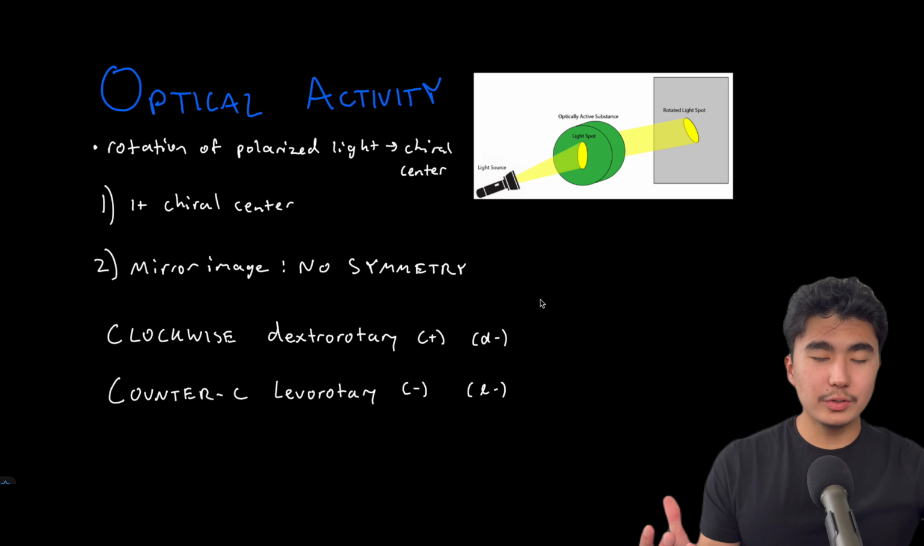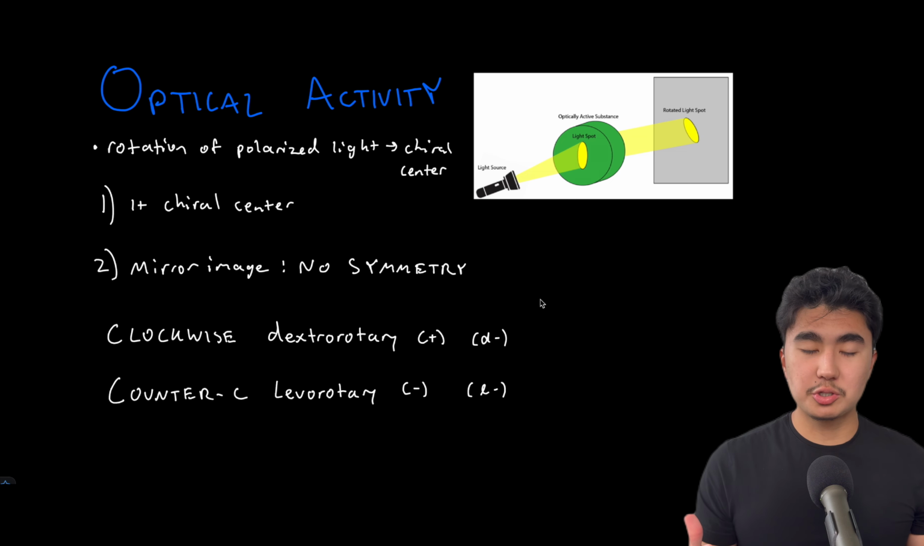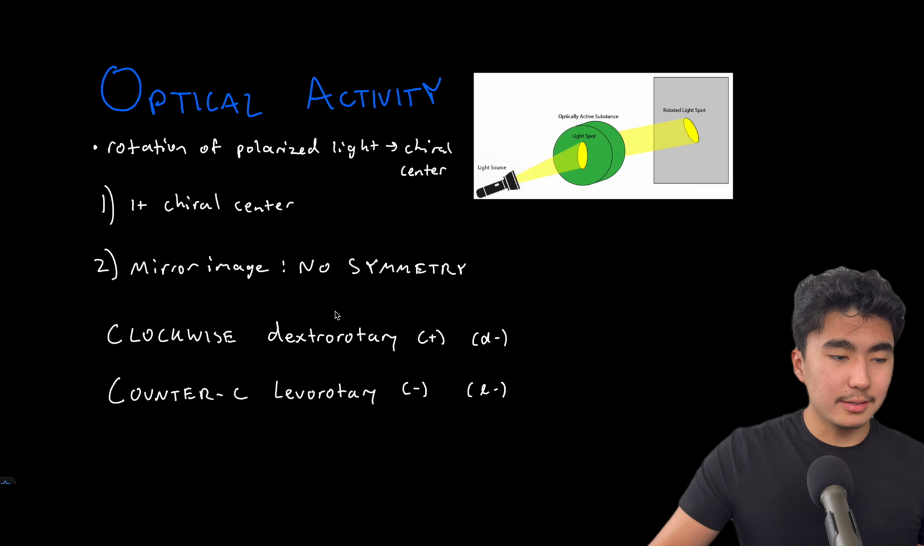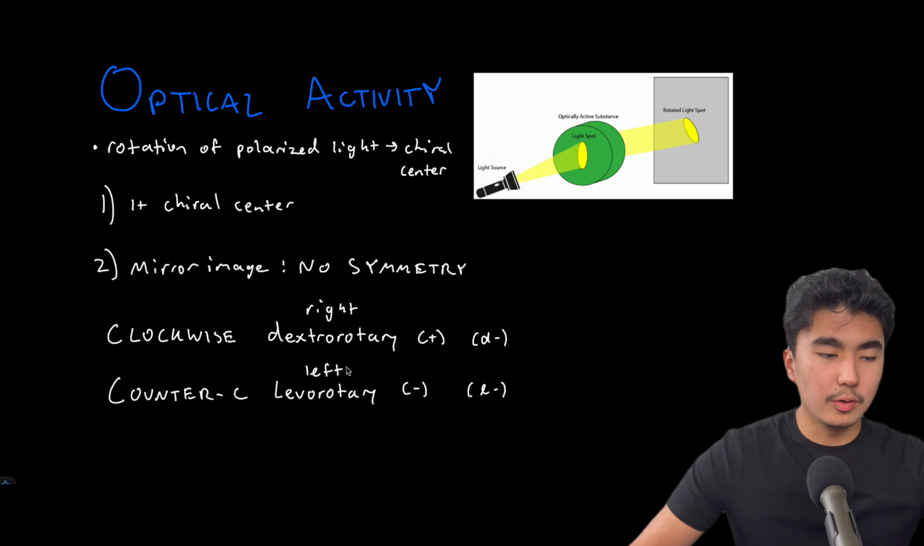Now, these can only be determined experimentally, but the MCAT will tell you if it's dextrorotary or levorotary. It'll just say clockwise or counterclockwise. Dextrorotary, if you want it a little bit more simple, that's going to be rotating to the right. Levorotary, rotating to the left.